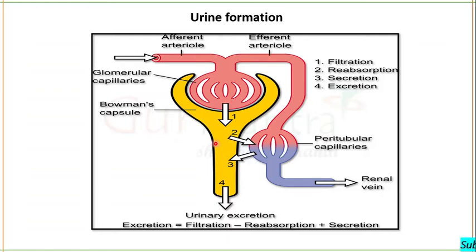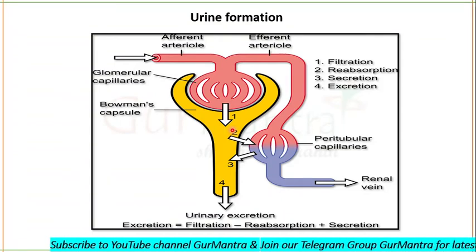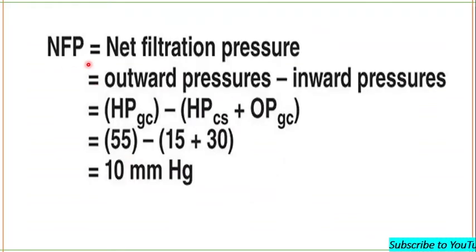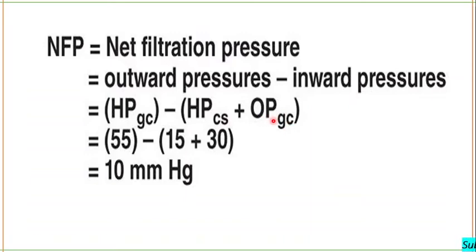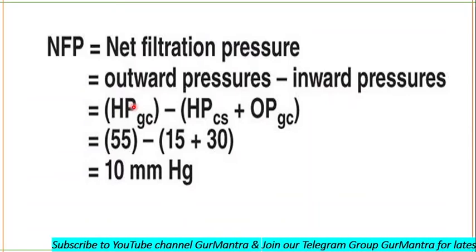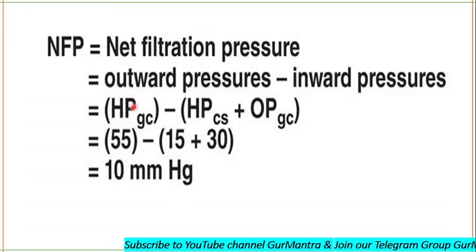Glomerular filtration rate is mainly determined by net filtration pressure and the glomerular capillary filtration coefficient. I'll explain this from a different diagram, and you will study reabsorption later. This is the net filtration pressure. It depends upon glomerular hydrostatic pressure, capsular hydrostatic pressure and blood colloid osmotic pressure. Glomerular hydrostatic pressure forces the plasma in the glomerulus to move into the Bowman's capsule. This is the pressure in the glomerular capillaries.